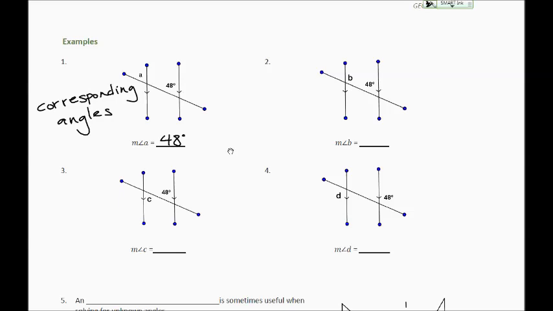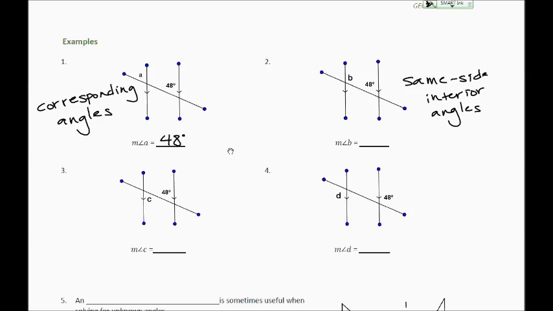Okay, now do the exact same thing for number 2. Figure out what the angle pair relationship is for B and 48, and then find the measure of angle B. Ready, set, go. Now B and 48 are both on the interior of the two lines, but on the same side of the transversal. So they are same side interior angles.